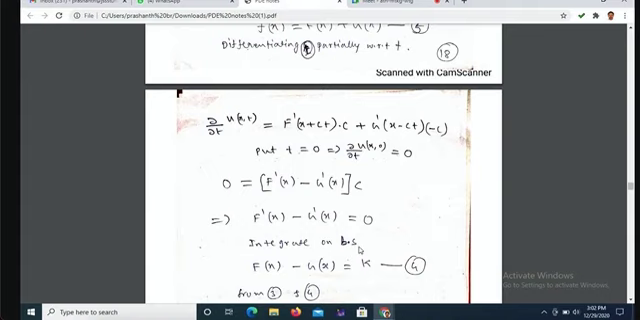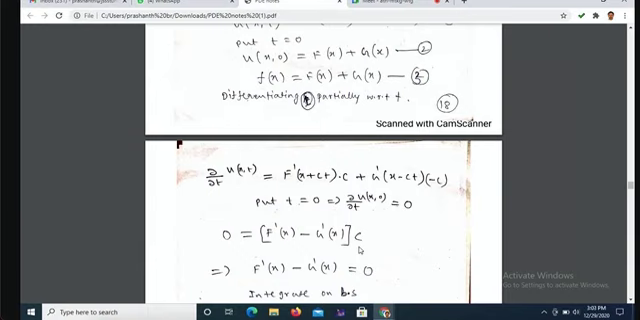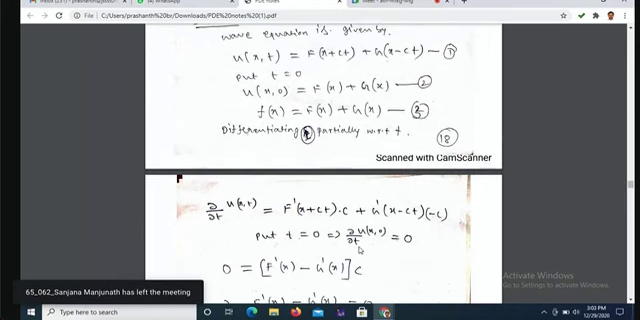Dou by dou t of u of x comma t is equal to f dash of x plus ct into c. See, you are differentiating with respect to t. For u of x comma t, what do you have? f of x plus ct, right? You have not substituted; it is equation 1. So you are differentiating partially with respect to t, and c is constant, so it comes beside that. So beside that you have to write c. g dash of x minus ct, minus c comes outside.